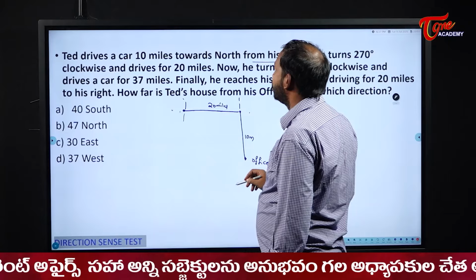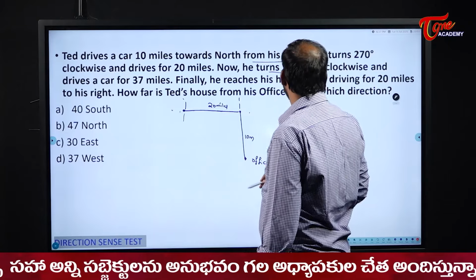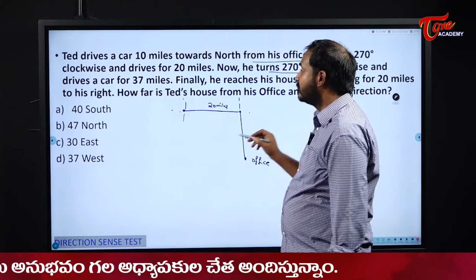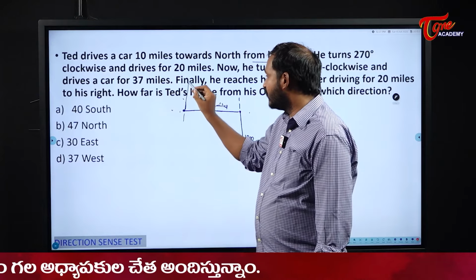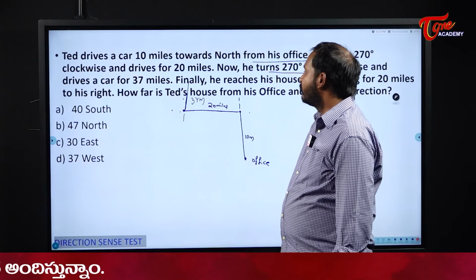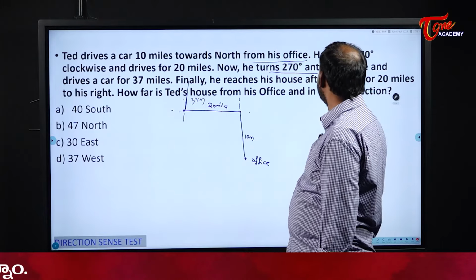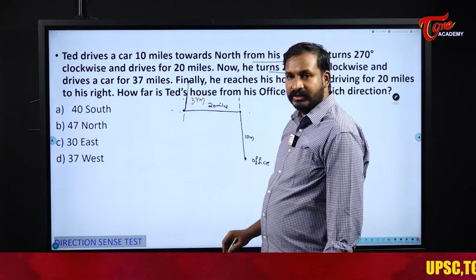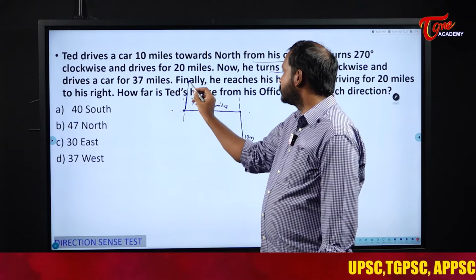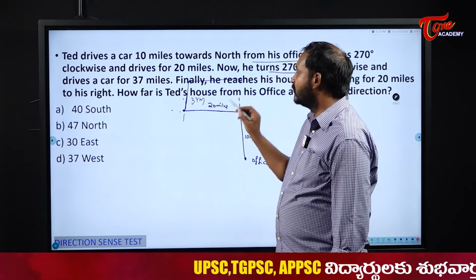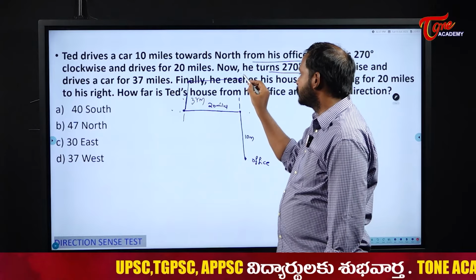And left turn and drives what? 270 degrees anti-clockwise and drives 37 miles. That means upward direction, 37 miles. Finally, he reached his house after driving for 20 miles to his right. Now, after going 37 miles, now he is going 20 miles to his right. So then he reached his house. So, this is his house.